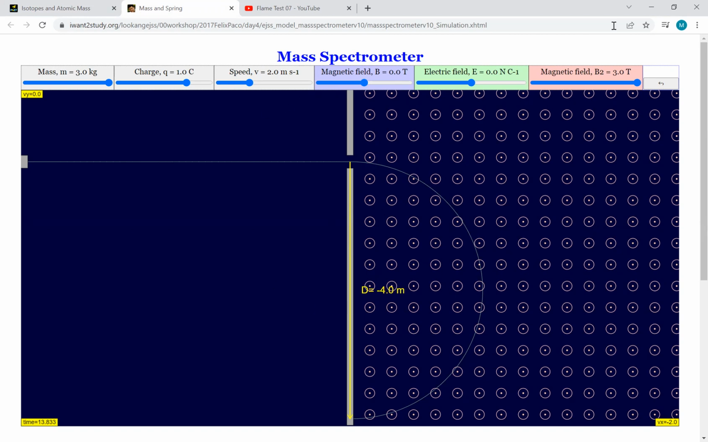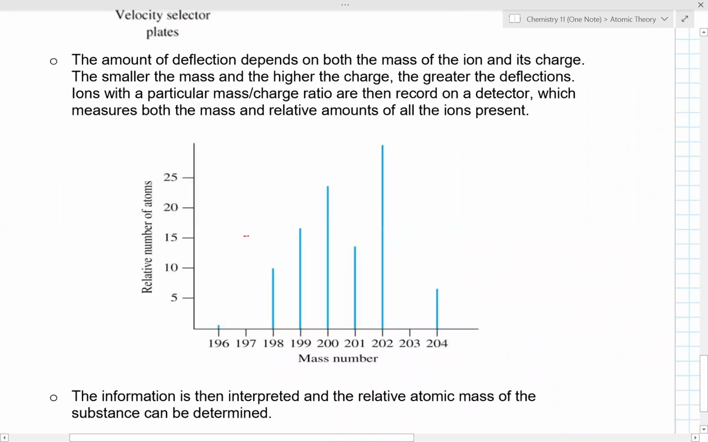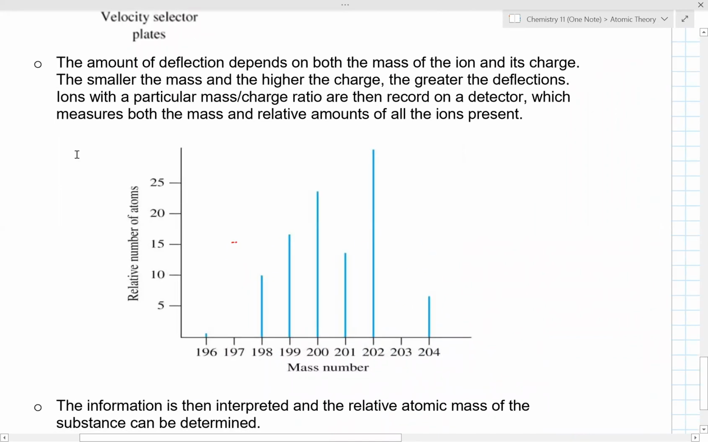And what happens is this bending will result in what we call a graph here, a spectrograph. Now, what happens is we have the number of atoms and the relative mass of each of the isotopes of the element. Okay, so what you need to be aware of is you need to know how to read this.